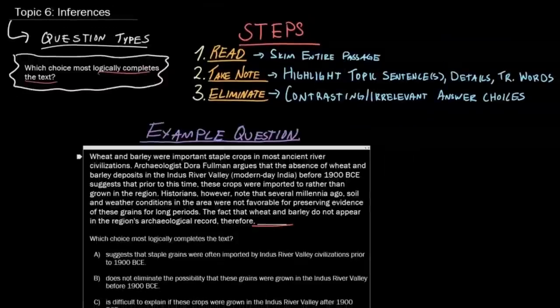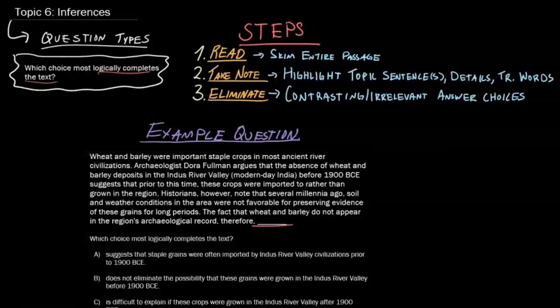So the first thing is you want to skim all of the passage. Don't read every single word. Just look over it and take note of which words are either details or transition words, as we covered in topic 5, and if you see a topic sentence like this one, usually the first sentence, wheat and barley were the most important staple crops in most ancient river civilizations, definitely take note of that too. On your College Board Blue Book test, you'll be able to use a highlighter, and you'll be able to use multiple colors of that highlighter so you can make sure that your answers are perfectly coordinated.